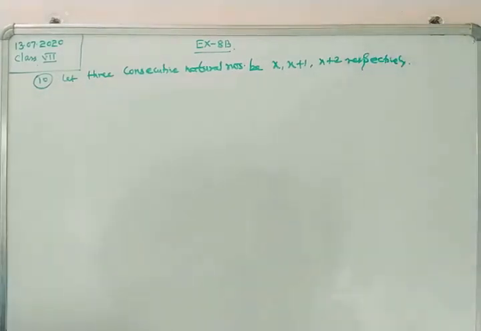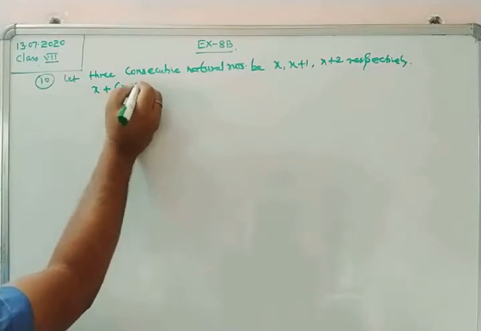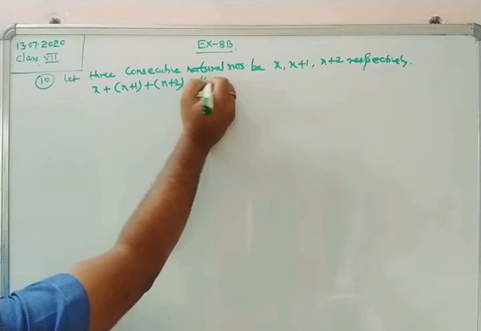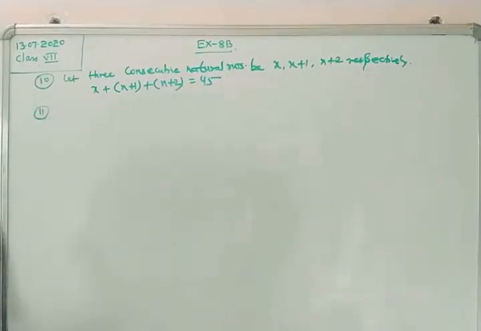Alright. Sum we have to do, that means x, x plus 1 and x plus 2. All these 3 will be added, gives you 45. Further you have to solve on your own.